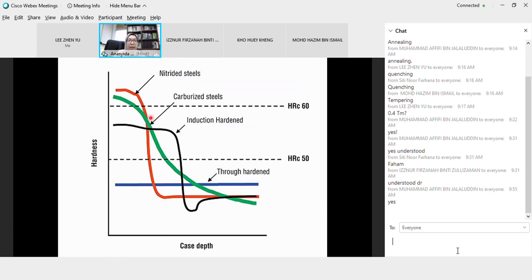So this is some examples of the hardness that you can actually get from the different surface hardening. Nitriding will still have higher hardness compared to carburizing. This is actually using induction hardening. So you must have medium carbon or high carbon. This is through hardening, meaning the normal concept, you use a furnace so everything is bulk hardened. So you can see the difference. If you need hardness more than 60, you have to go for knife grinding.